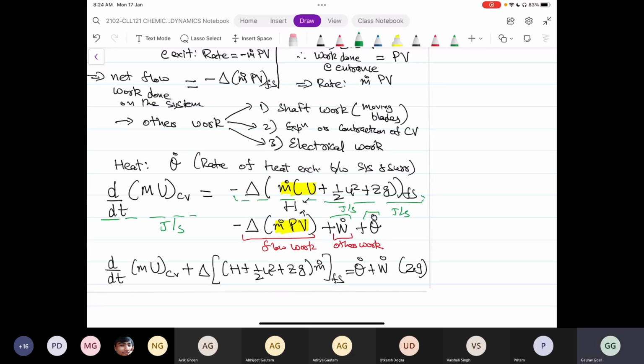Does that make sense? Yes. So they are still interrelated quantities because of energy balances and mass balances.